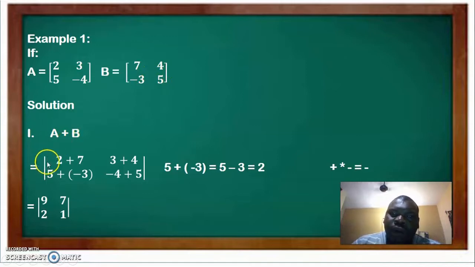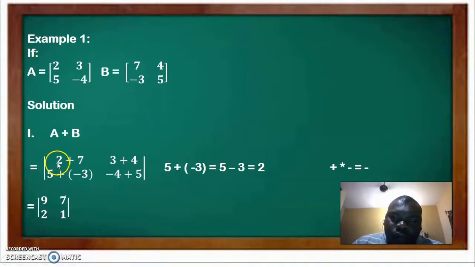Solve A plus B. In order to solve this particular question, you make sure that each element is added to its corresponding element, so that element 1 1 in A, that is the number in column 1 row 1 of A, is added to the element in column 1 row 1 in B. So that's how you solve this kind of problem. Each element is added to its corresponding element in the other brackets.